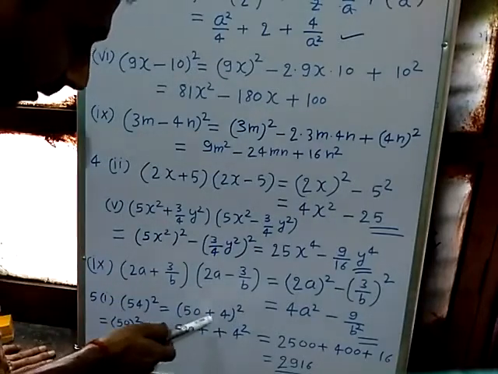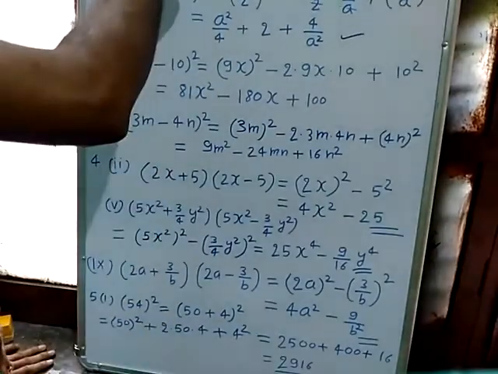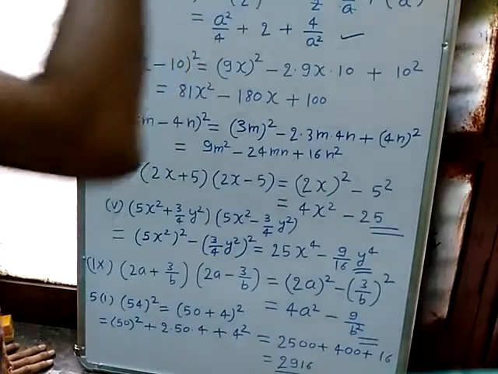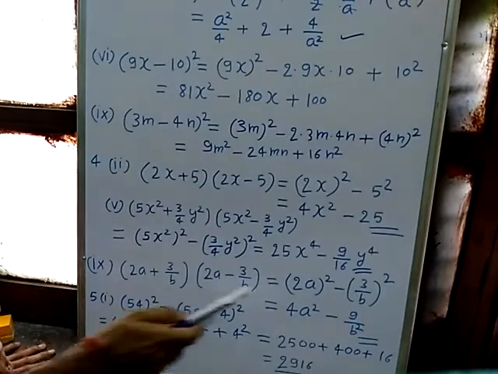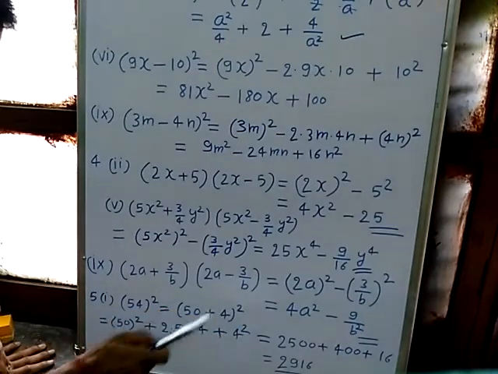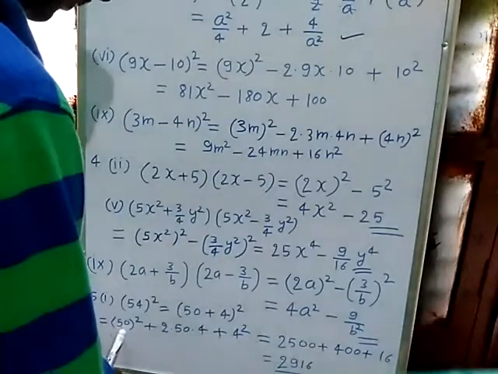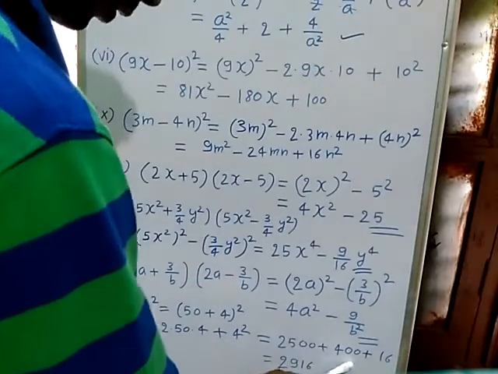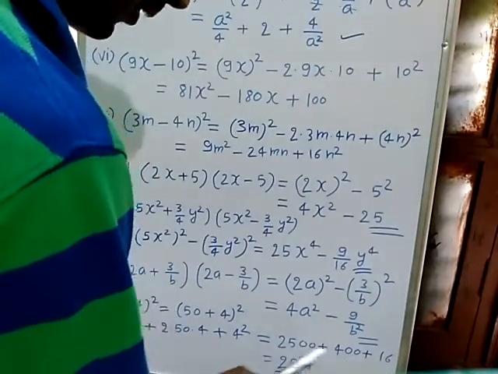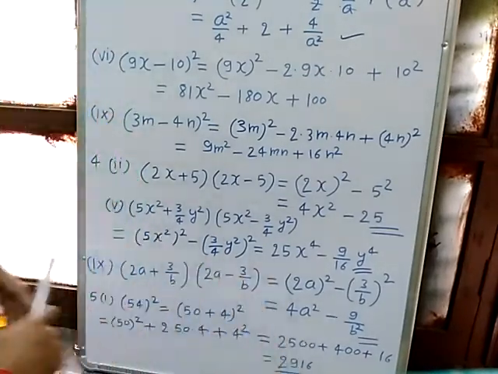Now the identity a plus b: the binomial is done, 50 plus 4 the whole square. a plus b the whole square is a square plus 2ab plus b square. So 50 plus 4 the whole square is 50 square plus 2 into 50 into 4 plus 4 square. Now put 50 square, which is 2500: 5 fives are 25, then two 0s will come. 2 into 50 is 100, into 4 that is 400. 4 square is 16. 2500 plus 400 is 2900, plus 16 is 2916.